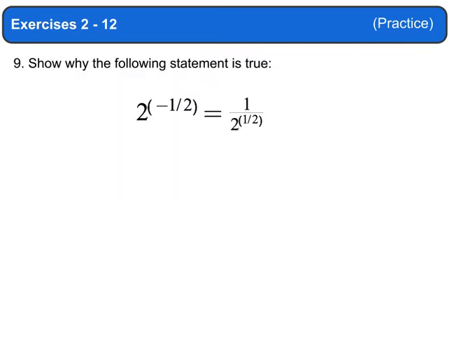Number 9 says they want us to show that the following statement is true. Remember, this is just the understanding that you could change your exponents. So if I've got 2 to the negative 1/2 on this side, and this is currently in the denominator, I can move it to the numerator. And hence, they are exactly the same. So there's nothing to really focus on in that perspective.